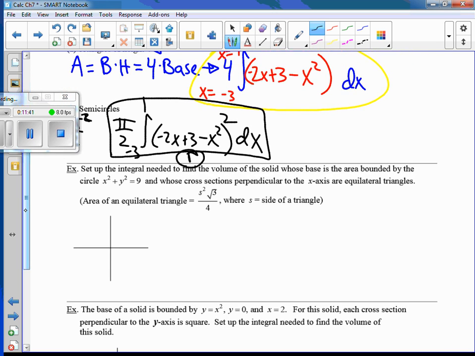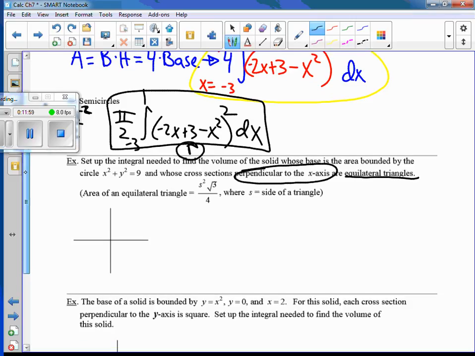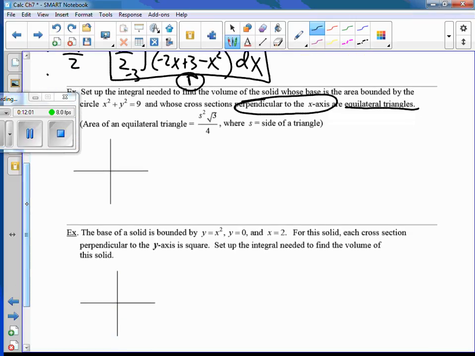Right here it says, set up the integral needed to find the volume of the solid whose base is the area bounded by the circle x squared plus y squared equals 9, whose cross sections are perpendicular to the x-axis. Again, that's one of our context clues. It also says the cross sections are equilateral triangles. Let's start setting up the basics. First I want to put my integral. Since the cross sections are perpendicular to the x-axis, I'm going to put a dx in here.